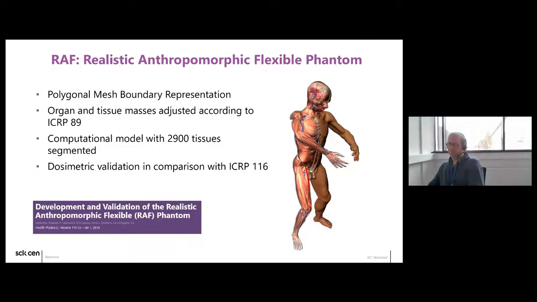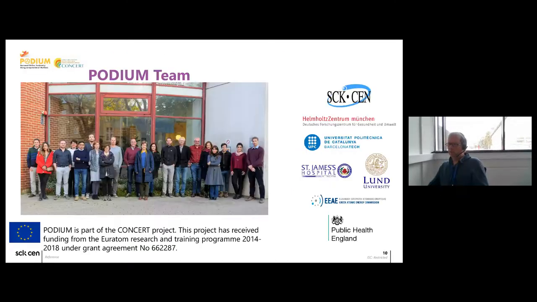So we managed to show that this worked and that we could really track all the movements from a person. And we could also link this to this realistic anthropomorphic flexible phantom that was developed in our institute. So we have this phantom, with internal organs, and this is flexible. You could actually couple this to the movements that you see from the Kinect. So you could actually make the phantom do exactly like the worker was doing.